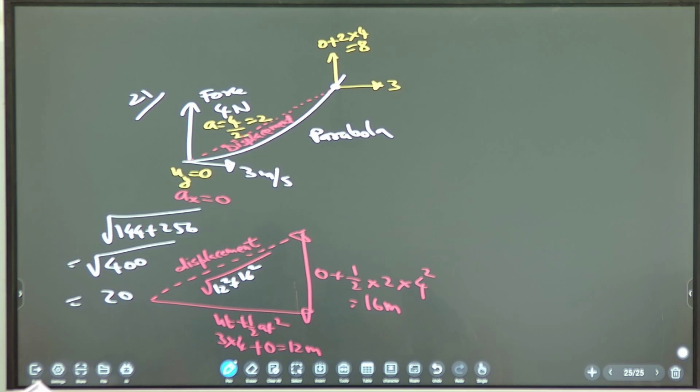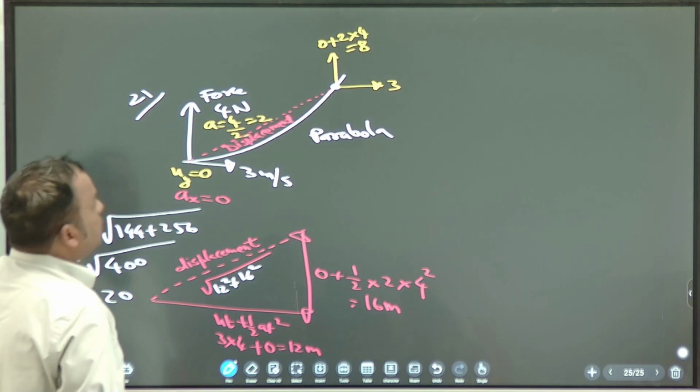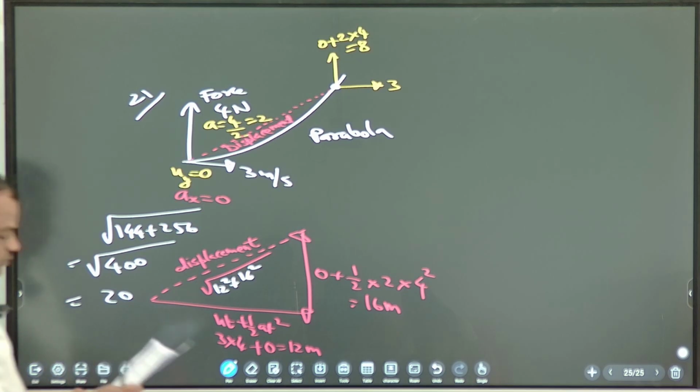Okay. So 20. You change it. There is a misprint. It is displacement. You change the distance to displacement. Okay. It is displacement. Note down. Okay. 21 over. 22.